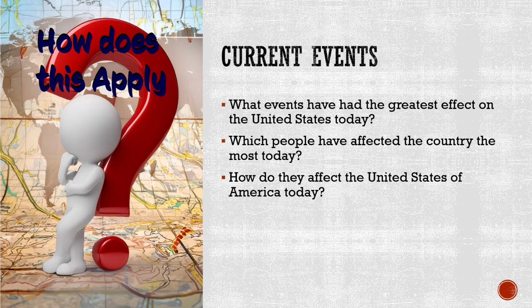What events have had the greatest effect on Americans today? Which people have affected the country most today? How do they affect the United States of America today? These are the things that can possibly help you in this course. A lot is going on in the world today, and it's history. It's our past that can help you better understand why these things are happening and what might be the best course of action towards the future. Remember, if you know your history, you can learn from your history.